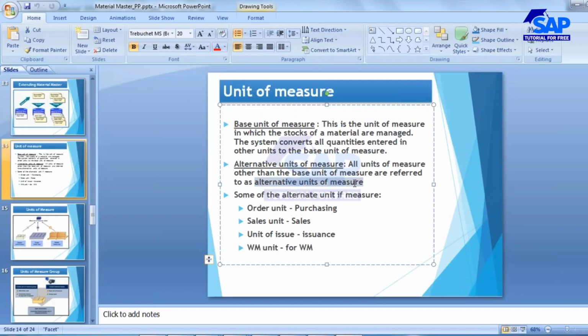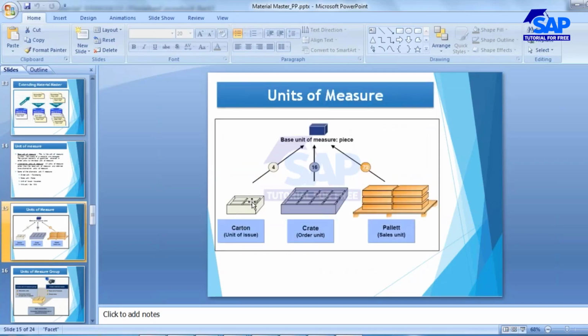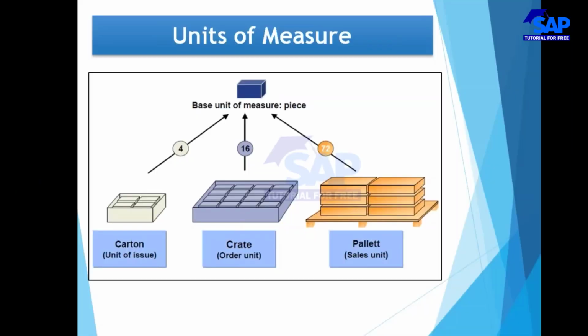So sometimes what happens is you manufacture in numbers. But when you are selling to the customer, you will be selling it in cartons. So you are manufacturing in pieces only. Your base unit of measure is piece. But when you are selling to a particular customer, you sell it in cartons. So each carton, let's say, will have four bottles. So this is called selling unit of issue.